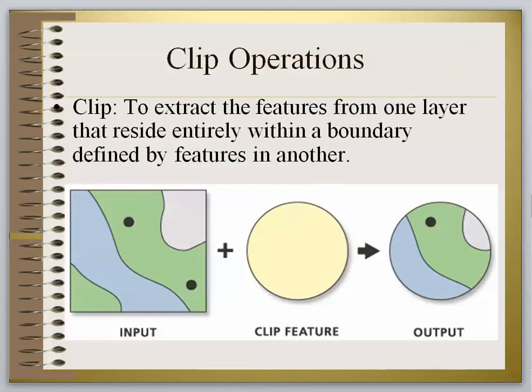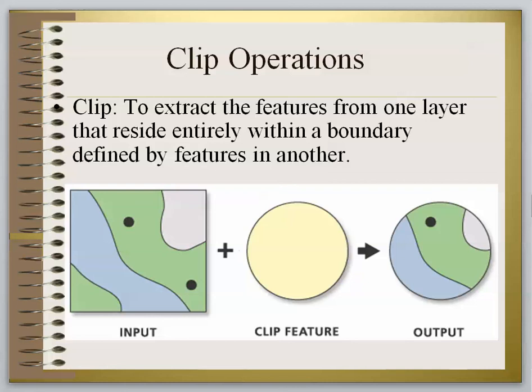Now, another widely used geoprocessing operation, clip operations. Clip, to extract the features from one layer that reside entirely within a boundary defined by features in another. Want me to simplify that for you, everybody? We're going to use an electronic cookie cutter.